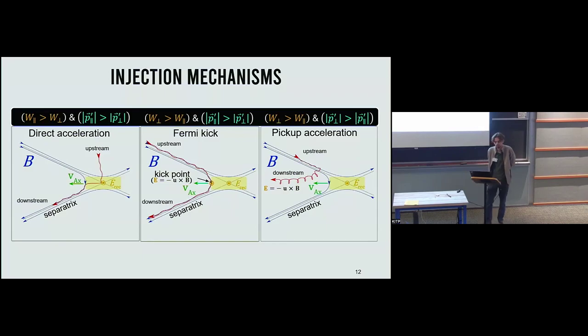For the other mechanisms, it's the motional or ideal MHD electric field that accelerates. But with Fermi kicks, it's parallel momentum which is gained, thanks to the second adiabatic invariant, bounce invariant conservation. Whereas in pickup acceleration, it's the magnetic moment conservation being violated that allows it to gain perpendicular momentum. And this is momenta in the E cross B drift frame, importantly.